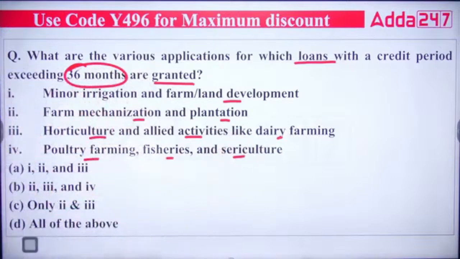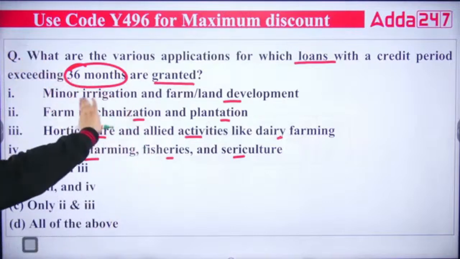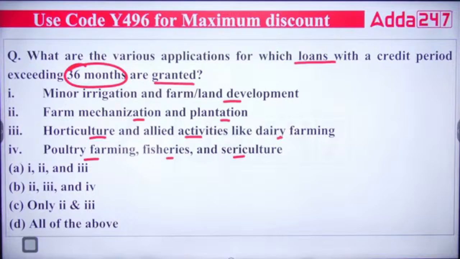So now you have to answer which of the following is correct: A, B, C, or D. Which of the following applications of loan will be getting the credit period exceeding 36 months that have been granted? A, B, C, and D.